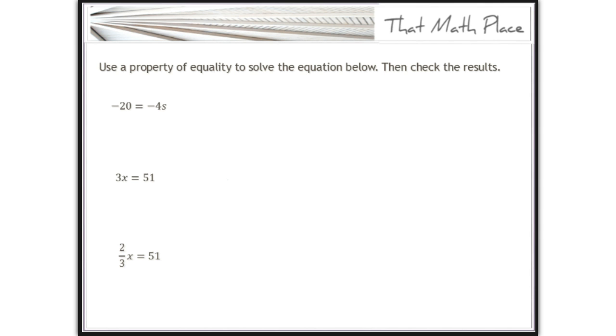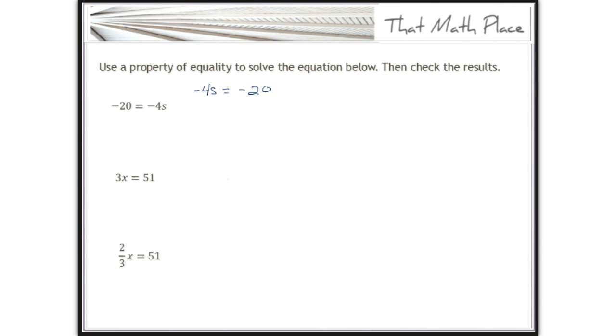So the first thing that I have is negative 4s equals negative 20. Now the goal of this problem is to find a value of s that if I multiply it by negative 4, I'm going to get negative 20. But let's see how we solve this using algebra. The first thing that I'm going to do is rewrite this where my variable is on my left hand side and my constant is on my right hand side. That's just a quirk of mine. You don't have to do that.